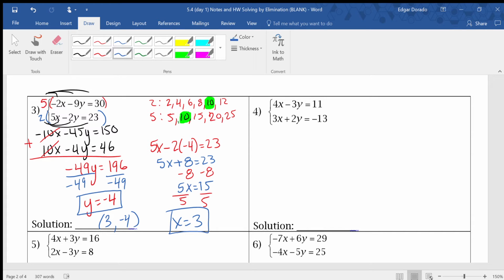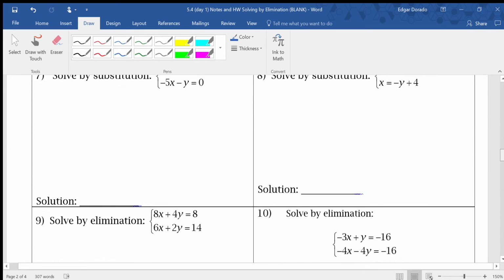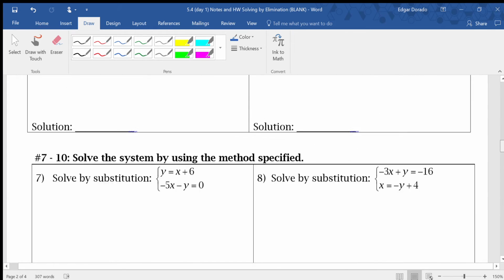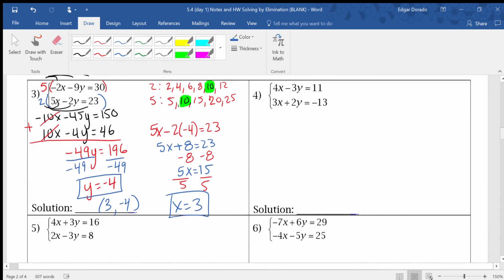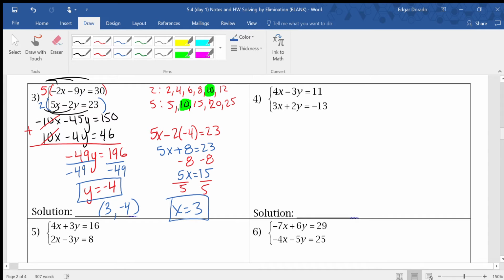Okay. All right. So I'm hoping this is starting to make a little bit more sense now, guys. But what I want you guys to do is try out number 4. Again, go through your process, guys. Which ones of these should I eliminate? Well, let's see. That 4x and the 3x, if I were to add them, they wouldn't eliminate. What about these? Would these eliminate? No. Okay, none of those would.